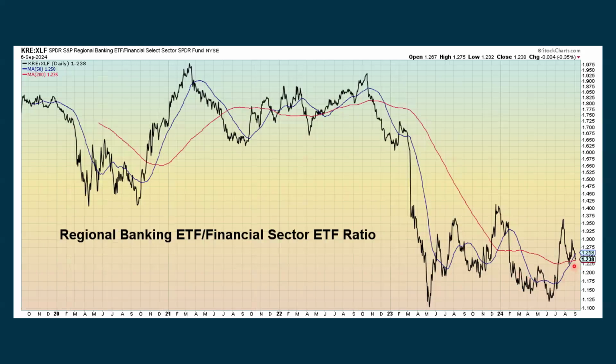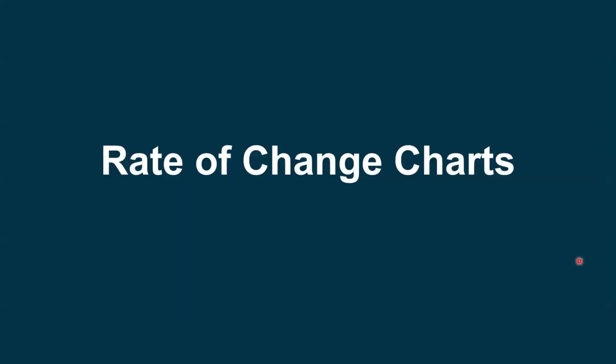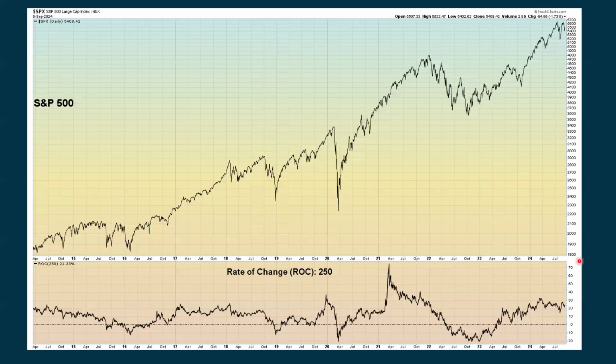We're still in an uptrend with this ratio when we compare it to the financial sector, but we have been pulling back lately. I look at this chart every day, and I only talk about it when something's really happening here. So for right now, we're just observing what's going on with this relationship. This is just for informational purposes.